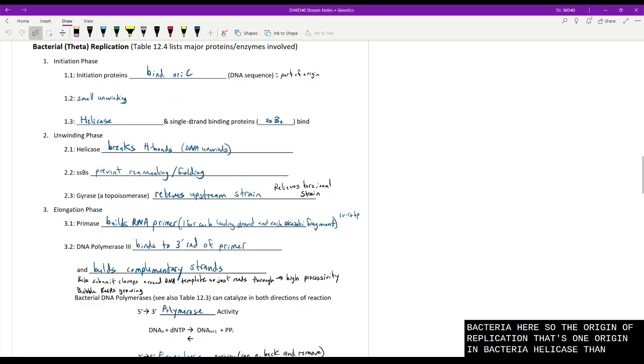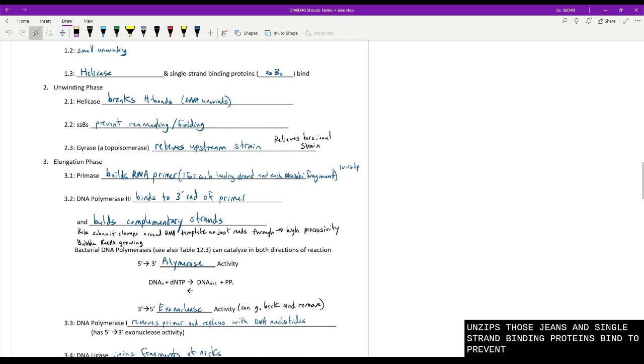Helicase then unzips those genes, and single-strand binding proteins bind to prevent that re-annealing. So here are the definitions for each. Helicase breaks hydrogen bonds. Single-strand binding proteins prevent re-annealing or folding. Gyrase relieves the upstream strain, so it clips it and then puts it back together.